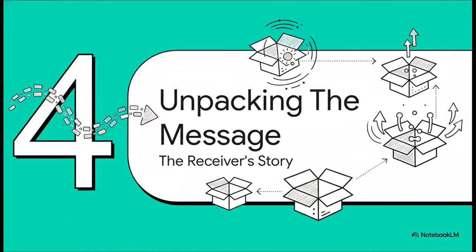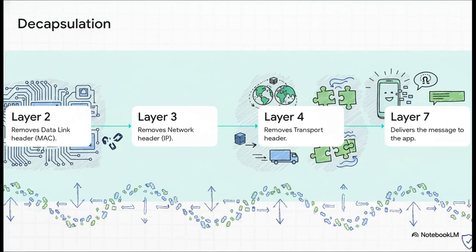Okay, so our message has made it. It has crossed the country or maybe even the world as a stream of raw bits. But now, the receiver's device has to do the exact opposite of everything we just did. It's got to unpack the message. And this reverse process is called decapsulation. It's really cool. The receiving device catches all those bits and starts moving them up the stack. At each layer, it reads the header that was meant for it, does its job, and then just strips that header away, passing the cleaner package upwards.